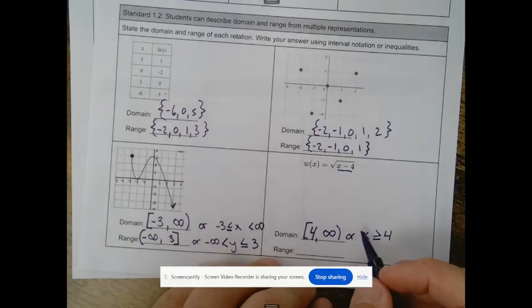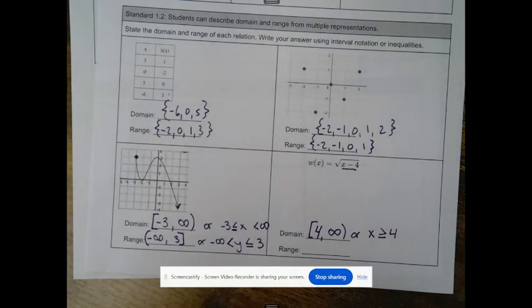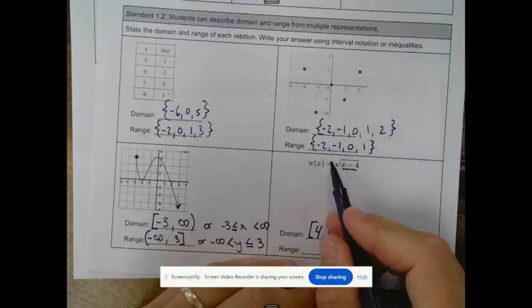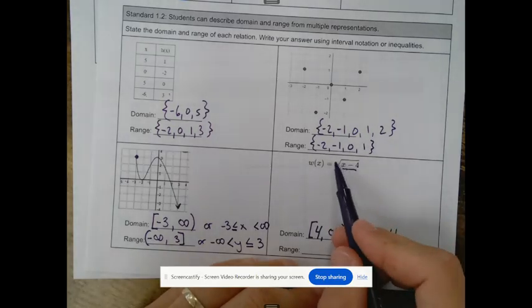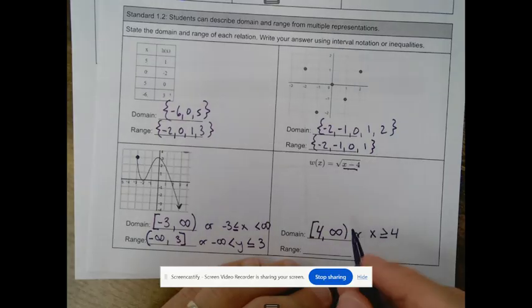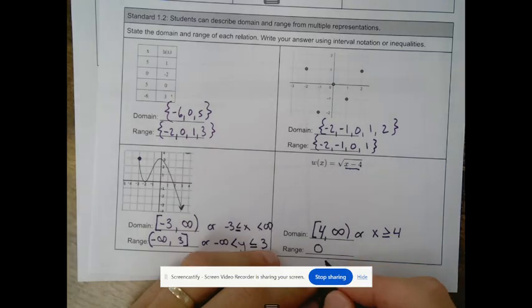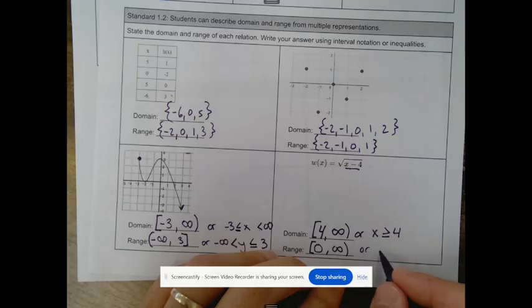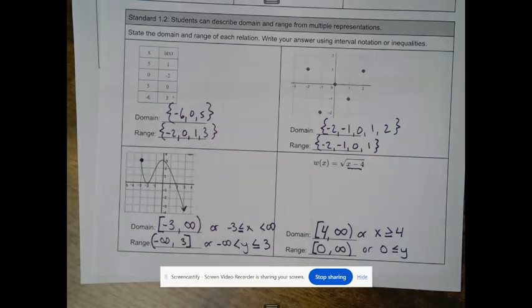For the range, what kind of numbers do square roots output? They always output positive numbers, always positive. Now there's nothing affecting the square root. There's no plus, minus, multiply. There's nothing there. So that means we're just thinking about a square root all the time. The square root's only going to output positive numbers. So that means 0 to infinity. You could also write that as y is greater than or equal to 0 like that. And that works too. All right, let's move on to the back side.